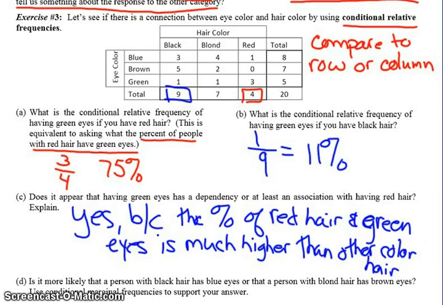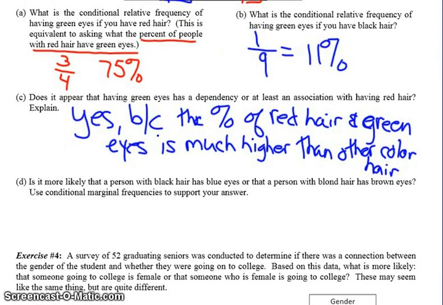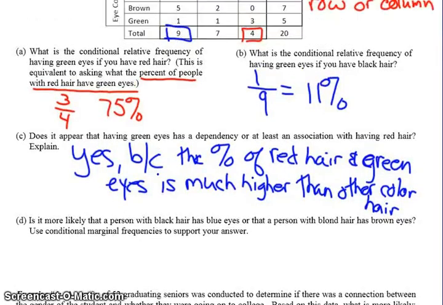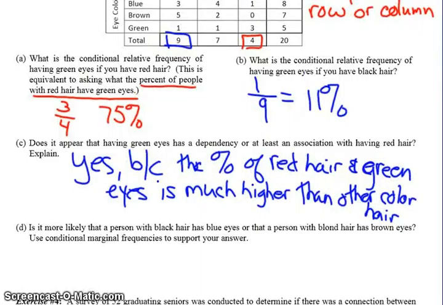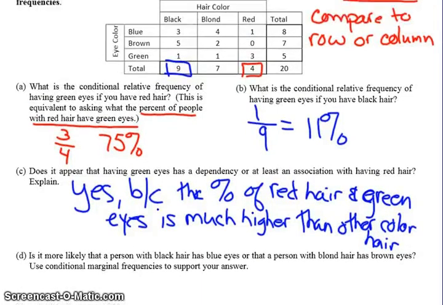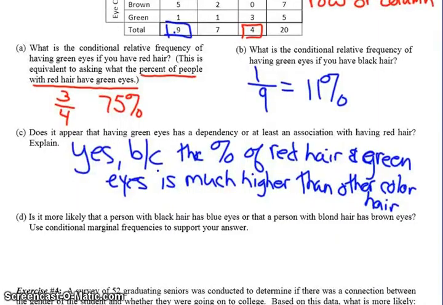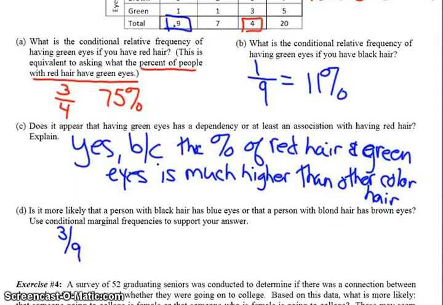Okay, D, is it more likely that a person with black hair has blue eyes or that a person with blonde hair has brown eyes? So use conditional. So again, we have to go back up. I'm looking first with black hair, blue eyes. So black hair, we know we had 9 people. Blue eyes was 3. So this is 3 out of 9 for black and blue, which is a third, which is 33%.